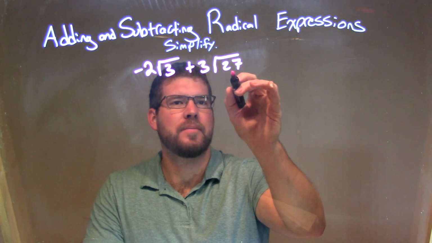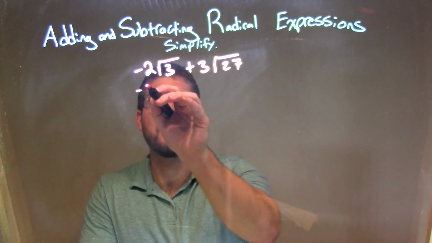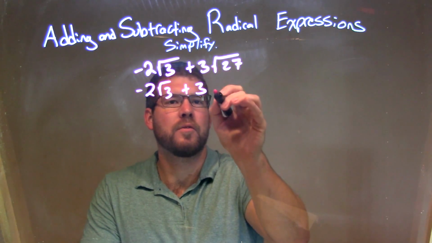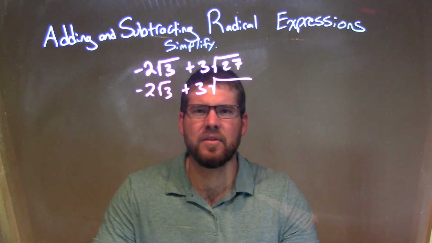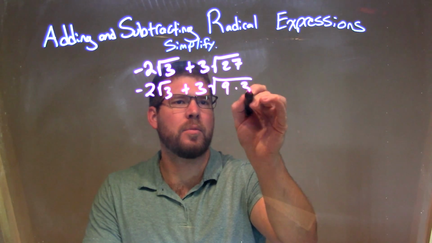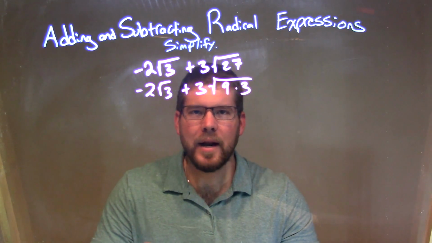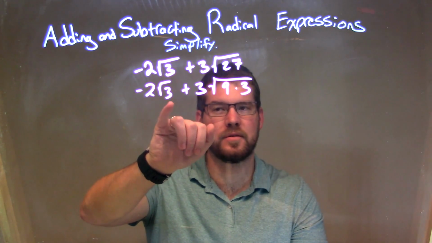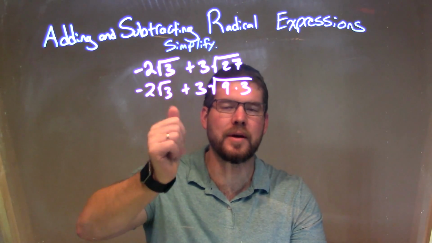So the square root of 27, I can rewrite that. So we have negative 2 square root of 3 plus 3 times whatever's the square root here, right? But 27, I can rewrite that to be 9 times 3. Okay. Now what's great about this is that I want to see if I can get 27 to look like the square root of 3.